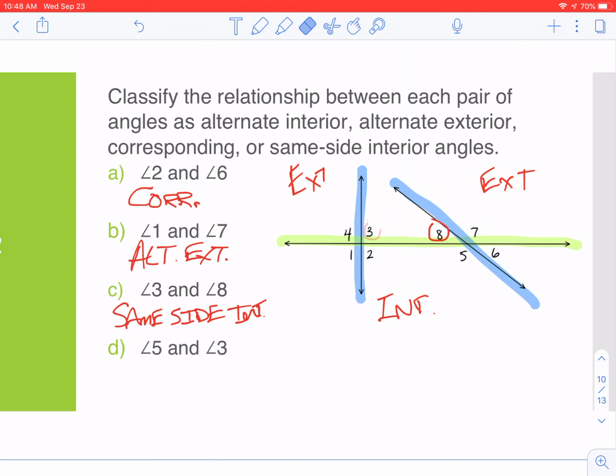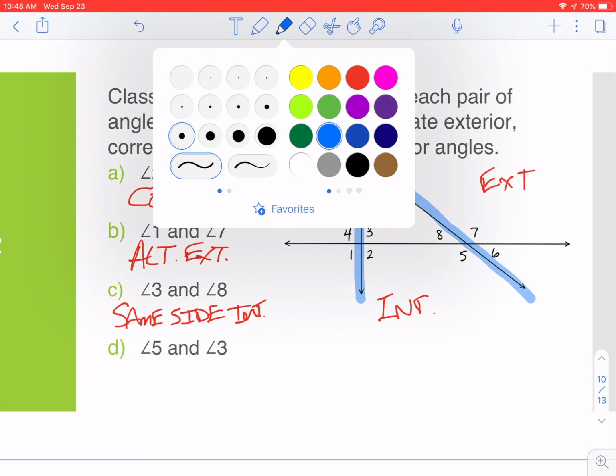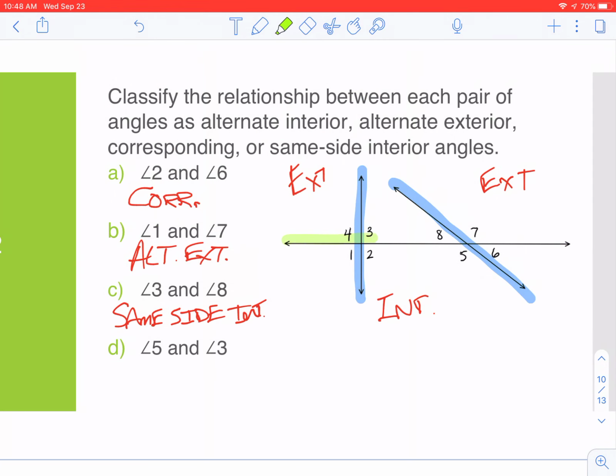All right. Doing a great job there. I keep erasing my wonderful highlights. Okay, last but not least, we have angle 5 and we have angle 3. They are both interior, but they're not on the same side. So I call those alternate interior. Okay, hopefully you did well on that section.